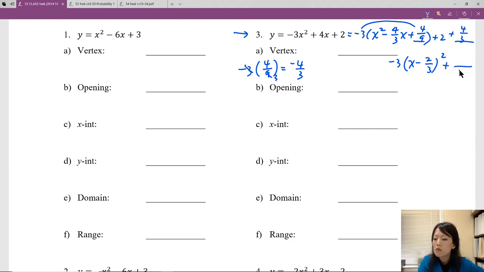So plus, put the 3 on the bottom. 2 times 3 is 6. 6 plus 4 is 10. So this is the graphical form for your parabola.